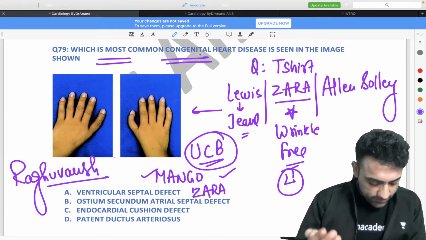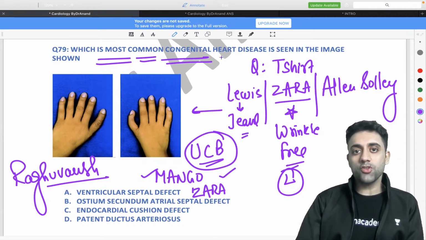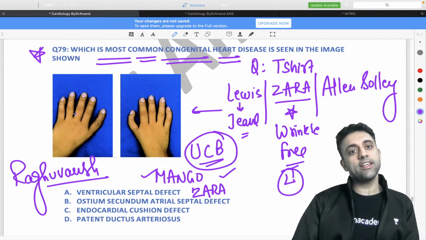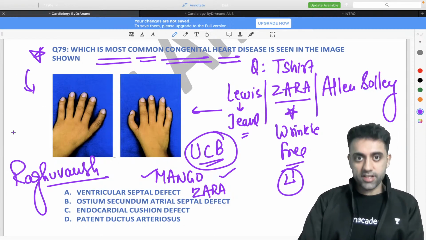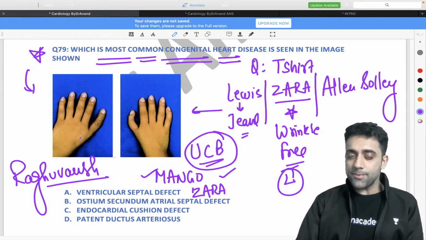Question number 79. Now, should we talk about studies? If you don't mind, can we talk about studies? Thank you. Which is the most common congenital heart disease seen in the image shown below? What is this image? The one with the absent thumb.